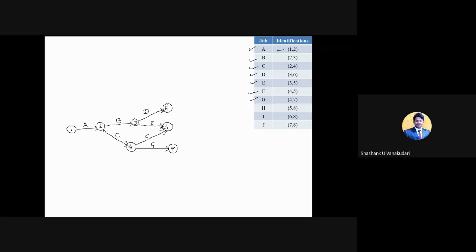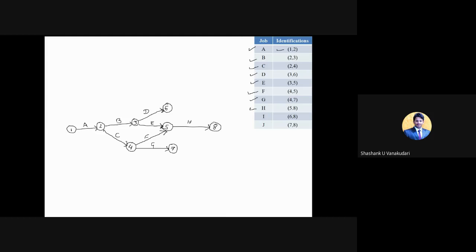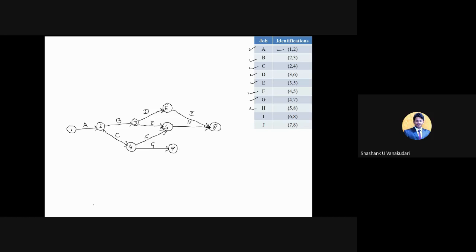Now activity H that connects 5 to 8. So you don't have 8 now, but you are having 5. So now this 5 to 8 that connects activity H. Okay. And the next activity I that connects 6 to 8. You are already having this 6. Now this 6 to 8 that connects activity I, and then activity J that connects 7 to 8. So this condition is also satisfied now.